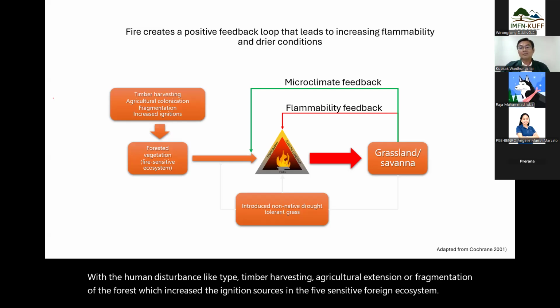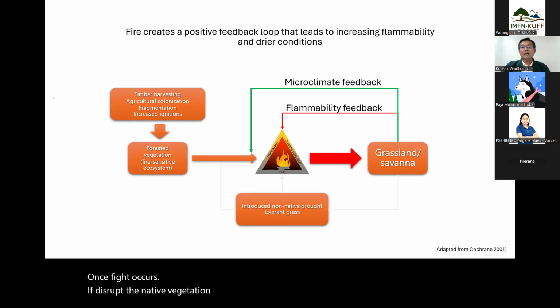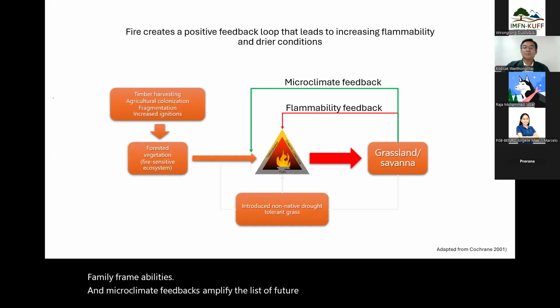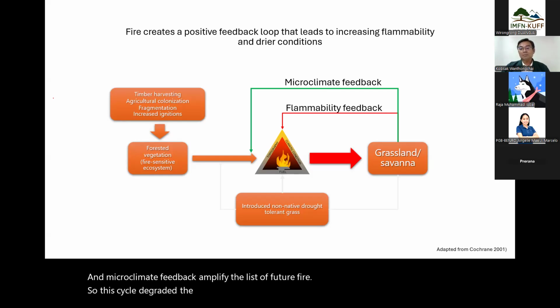Once fire occurs, it disrupts the native vegetation and alters fuel structures, making the landscape more favorable. In many cases, non-native drought-tolerant grasses are introduced, either accidentally or intentionally, which further increases fuel availability. As the fire continues, the system shifts toward grassland or savanna, and both flammability and microclimate feedbacks amplify the risk of future fire. So this cycle degrades the forest ecosystem and makes recovery increasingly difficult, locking the landscape into a fire-prone state. So that is the grass-fire cycle.